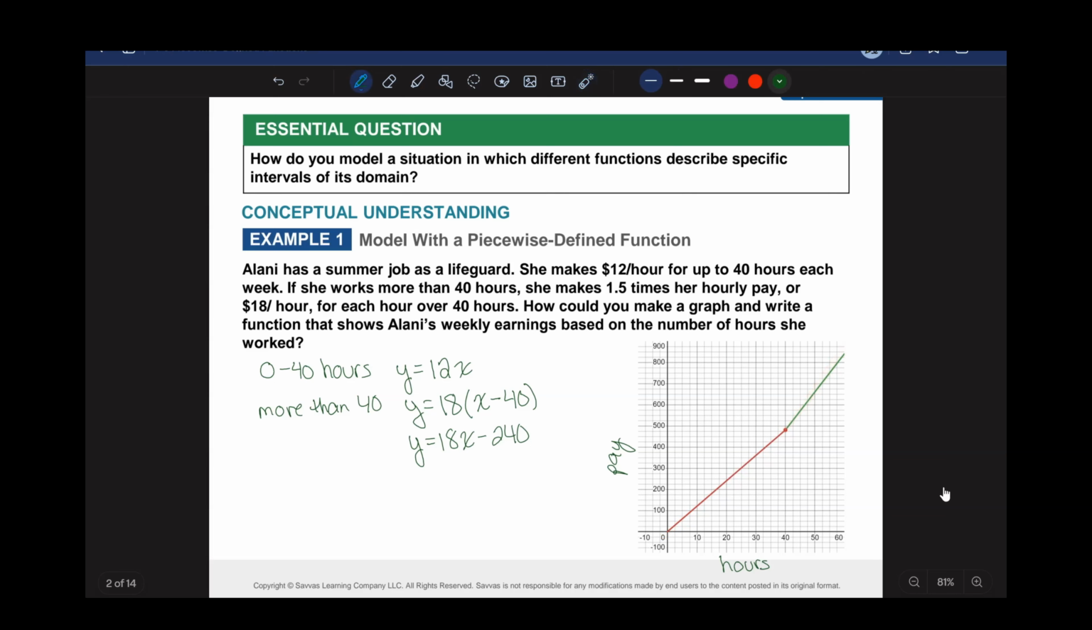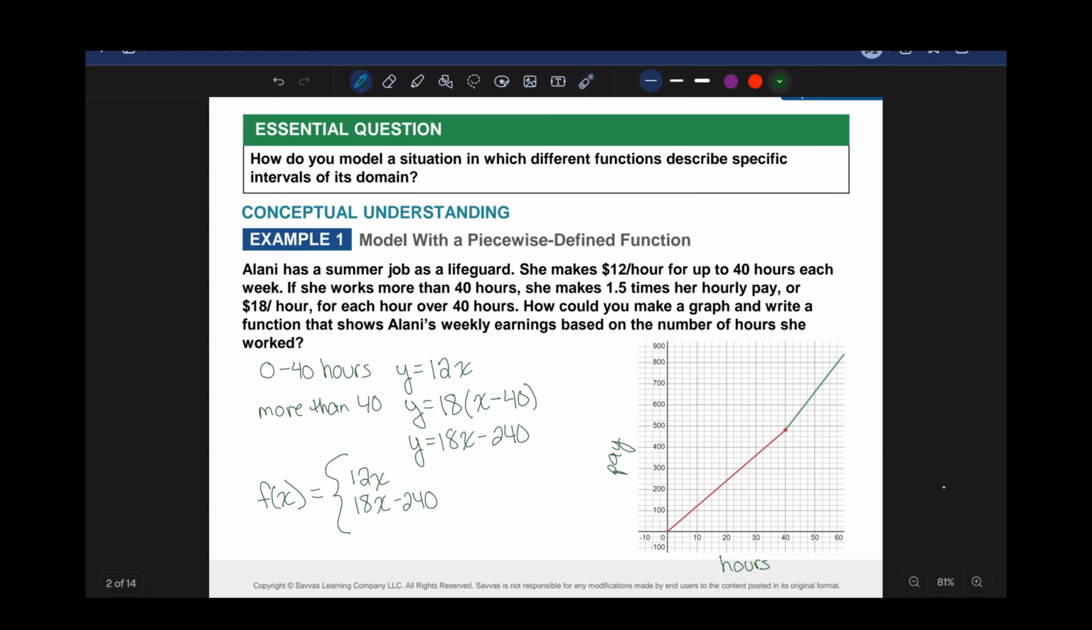So to write this, I have f of x, because that represents my y, equals. Now I'm going to leave a little bit of space here because I'm going to put two equations here. All right, the first one is 12x. And then the second one is my 18x minus 240. And then we're going to put a little brace. That way we can say y is equal to this and y is equal to that.